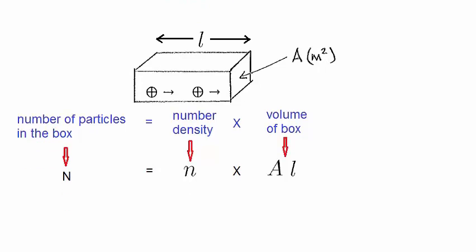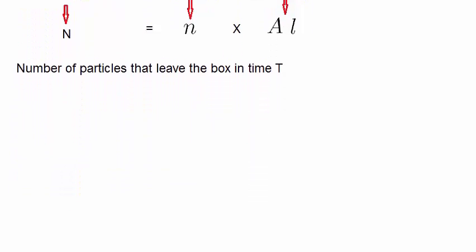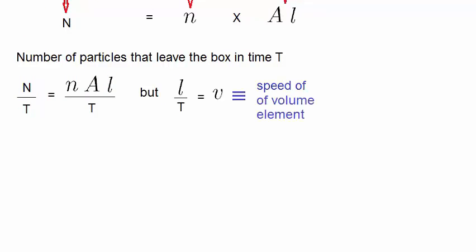Now let's find the number of particles that leave the box in time t. We obtain this by dividing both sides by t. You'll notice that the expression L on t is nothing more than velocity v. We can say that v is the velocity of particles to the right, but as we said before, the velocity distribution could be Maxwellian. So it isn't just one velocity of the particles. The v then has to be some kind of drift velocity of the particles, or you could look at it as the velocity of the volume element containing these particles. Substituting v into the left-hand expression, we end up with the rate of particles exiting the box as nAv.